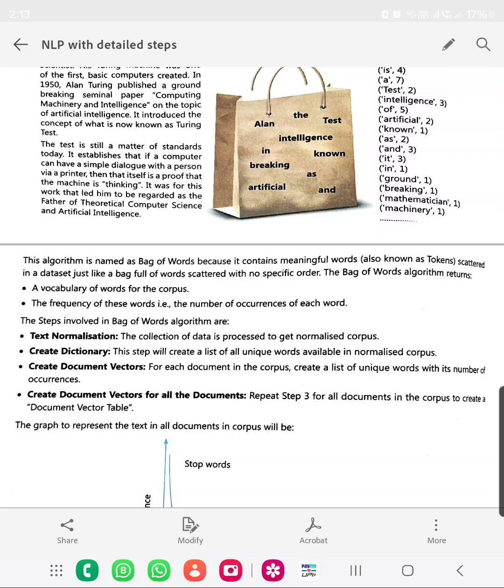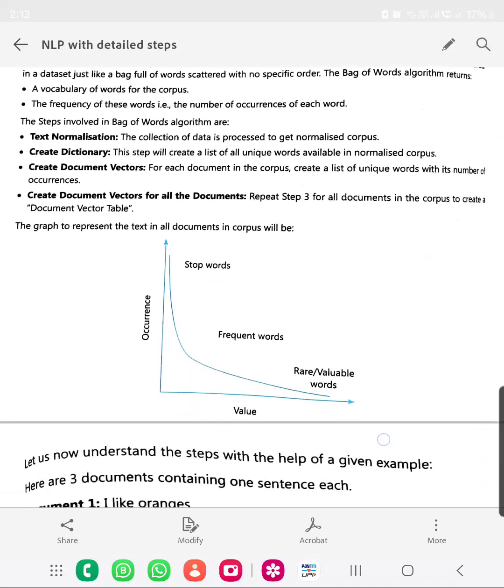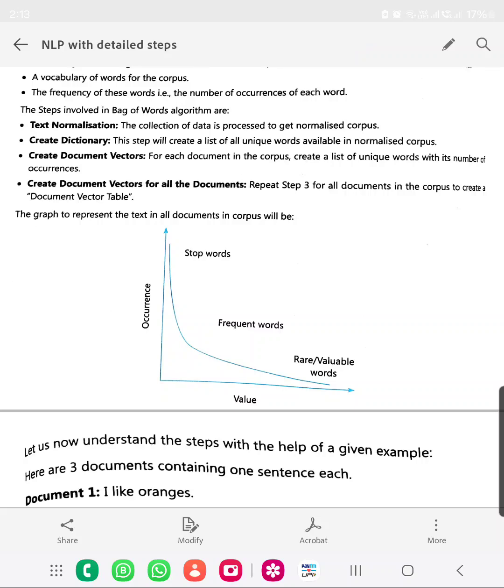So what are the steps involved? The first step involved in bag of words is text normalization. The second step is creating a dictionary. The third step is creating document vectors. And the fourth step is creating document vectors of all the documents. So these are the 4 steps that we will talk about in detail.